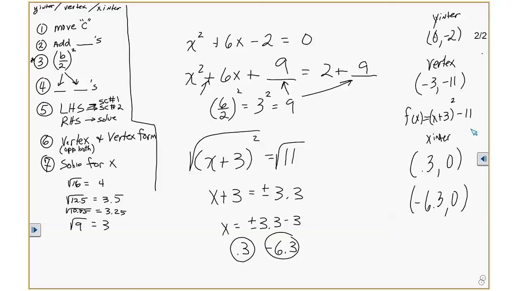Let me get with you on this. You took the square root of 11, so it was 3.3 roughly. Then you subtracted the 3 from it. Well, you got positive or negative. Remember, with a square root, what's 3.3 times 3.3? 11. What's negative 3.3 times negative 3.3? 11. So whenever you take a square root, you've got the positive or the negative. So I brought this 3 over, and it becomes minus 3. So 3.3 minus 3 is 0.3. Negative 3.3 minus 3 is negative 6.3.